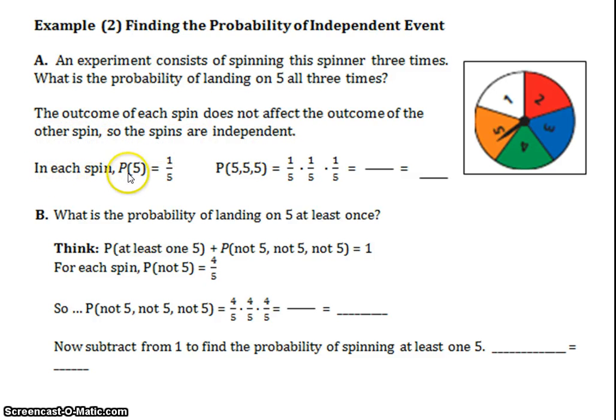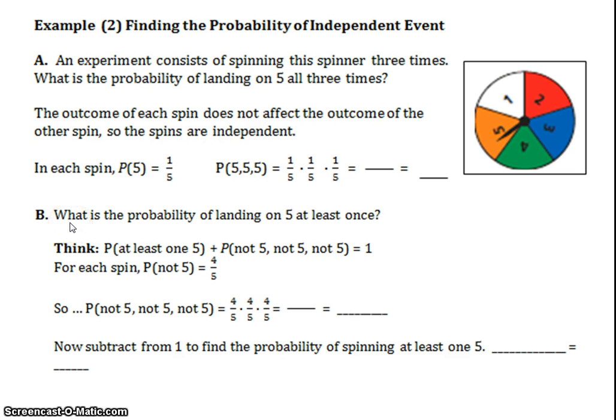In each spin, the probability of getting a 5 is 1 out of 5. So the probability of spinning it 3 times and landing on 5 each of the 3 times, probability of 5, 5, 5, would be 1/5 times 1/5 times 1/5. Please write that product as a fraction here and then calculate that as a percent over here.